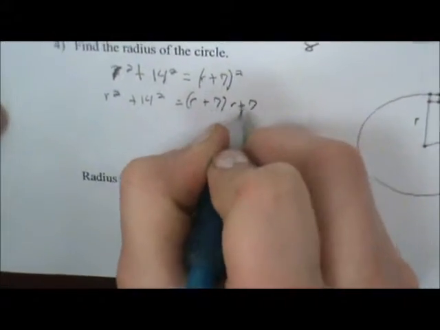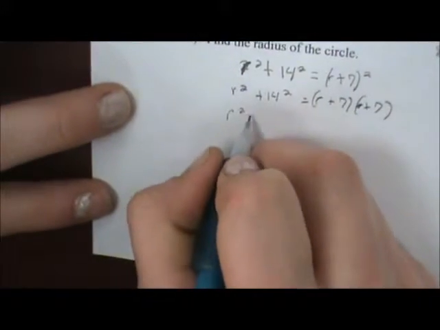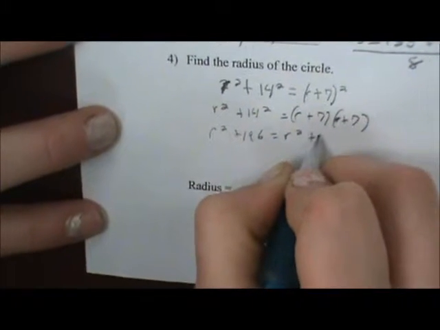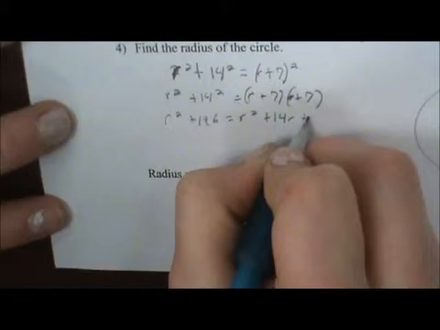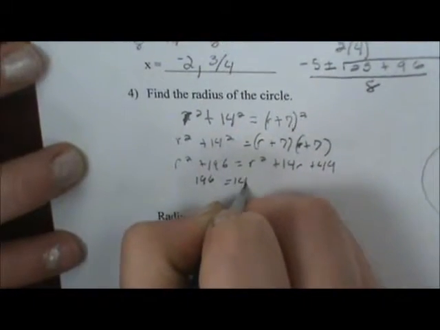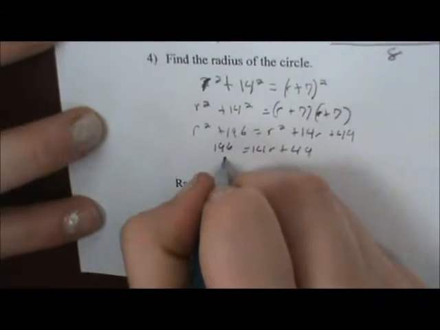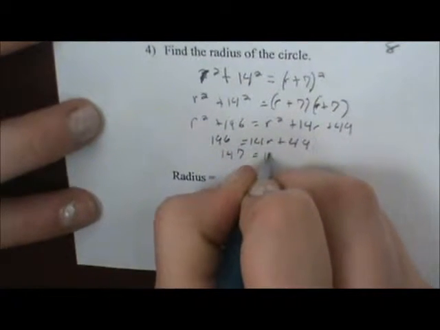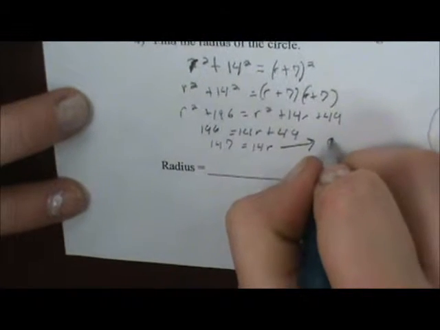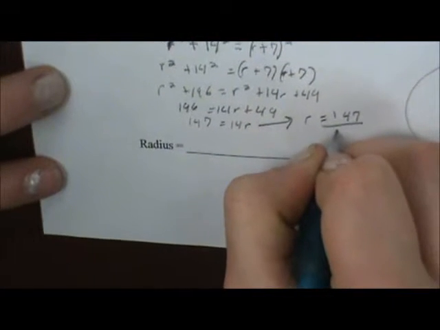And then after we multiply them and simplify a little more, we have r squared plus 196 equals r squared plus 14r plus 49. And then simplifying, 196 equals 14r plus 49, because we can just subtract an r squared from both sides and they cancel each other out. And then 147 equals 14r, so r is going to equal 147 divided by 14, which equals 10.5.